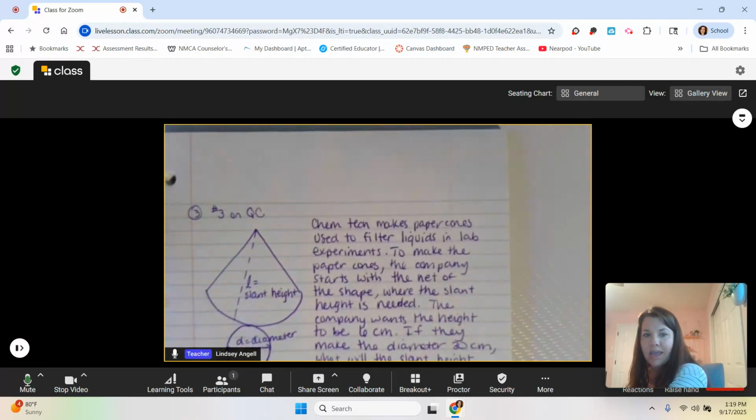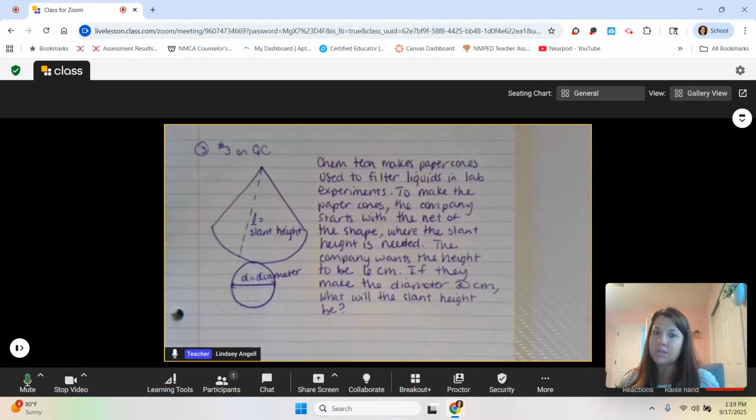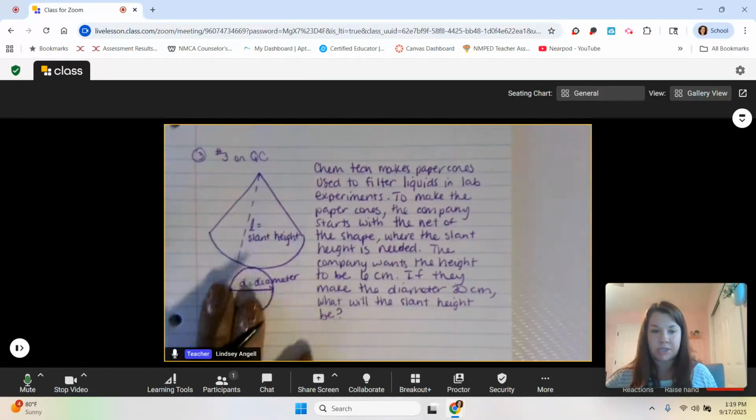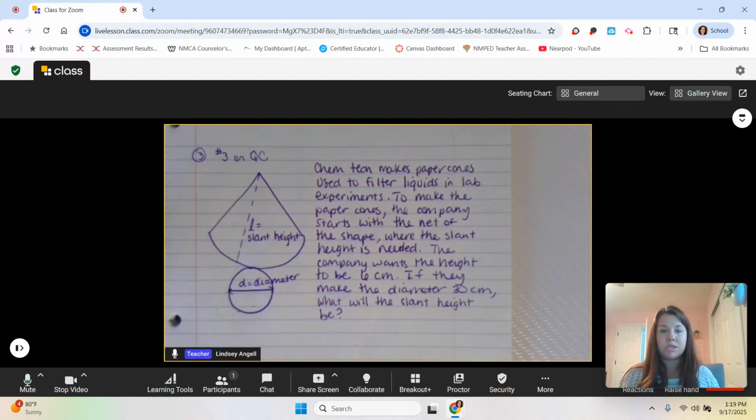All right, this one looks like a doozy, but it's really not that bad, okay? So this is number 3 on your quick check. It looks long and scary. I wrote the whole thing down, and then this is the picture that they gave us as well. So Chemtech, I'm guessing that's like some kind of company. Chemtech makes paper cones used to filter liquids in lab experiments. To make the paper cones, the company starts with the net of the shape.